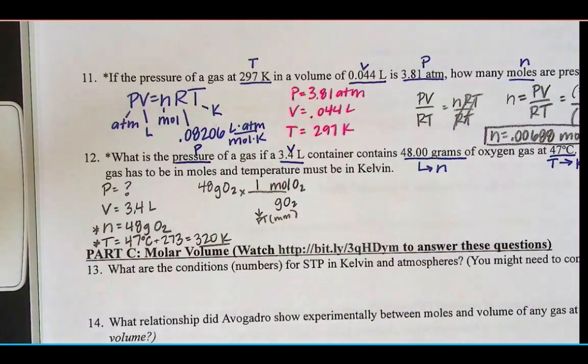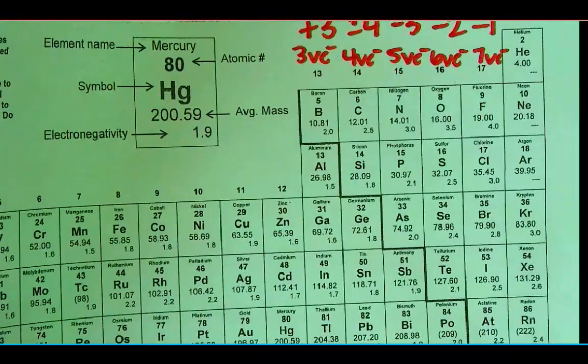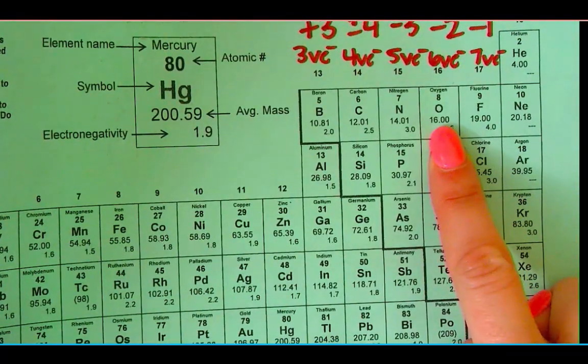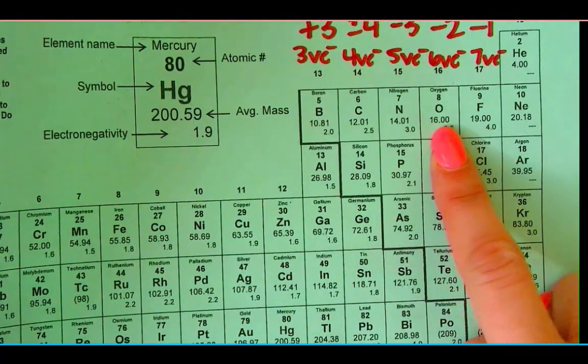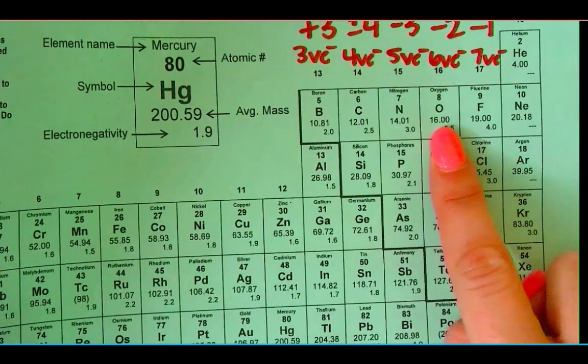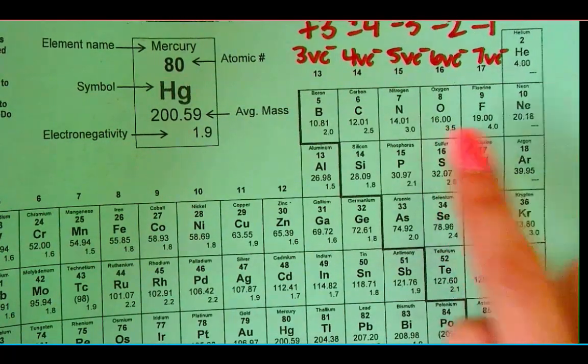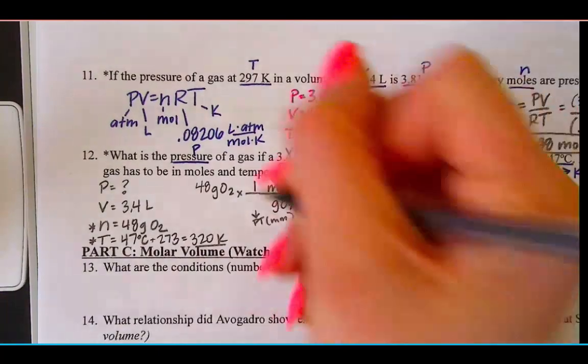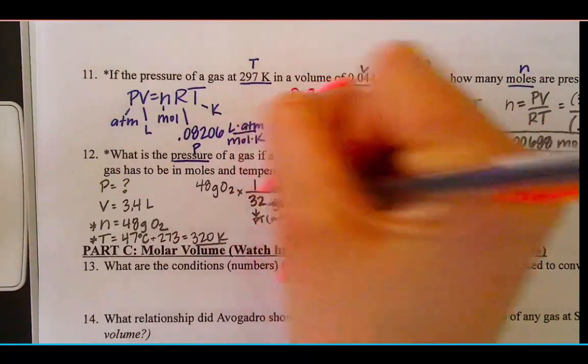I'll show you my periodic table so that we can look. This is just 1 O. So then what's O2? 32, right? 16 times 2. 32 grams.